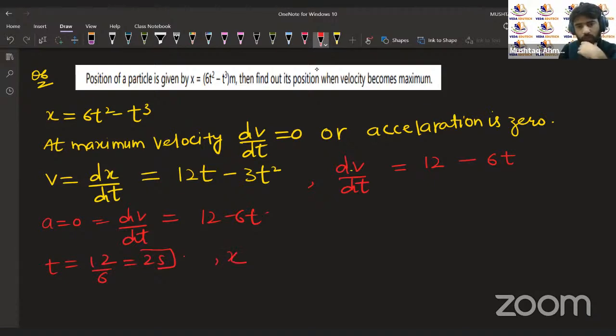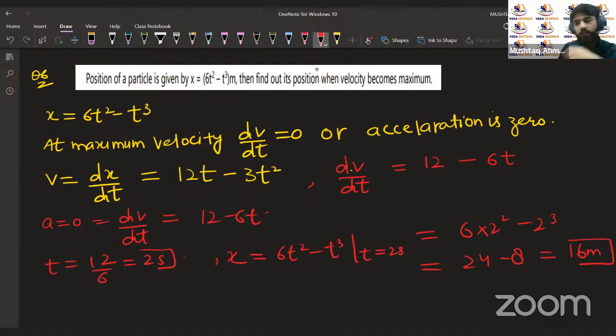And from here, we can find the position at which the velocity becomes maximum, at time t equal to 2 seconds. So it will be 6t² minus t³, with the value of time equal to 2 seconds. We'll be getting 6 into 2² minus 2³. That will be 24 minus 8, equal to 16 meters. So the position of this particle when the velocity will be maximum or the acceleration will be 0 is x equal to 16 meters.